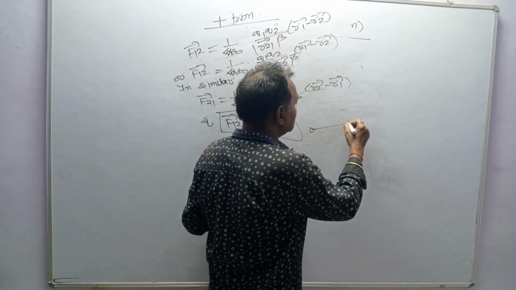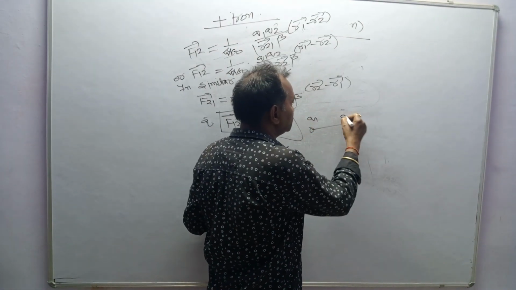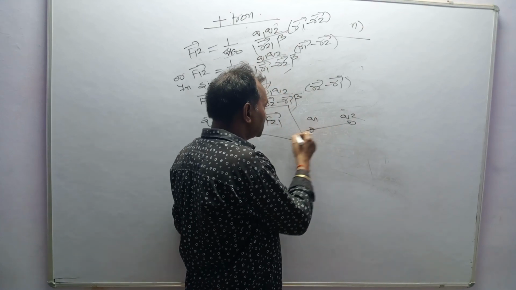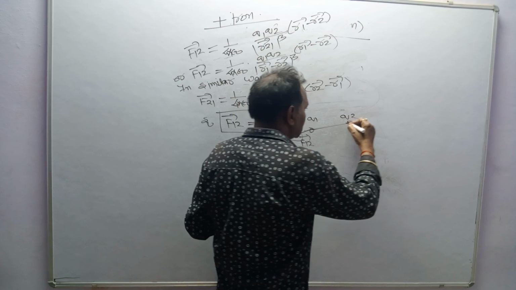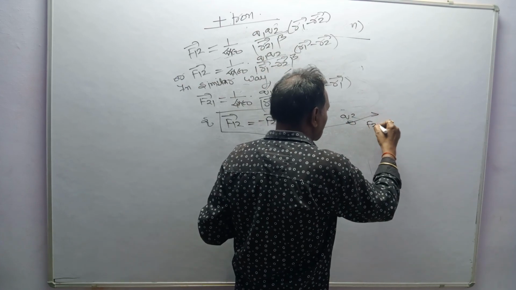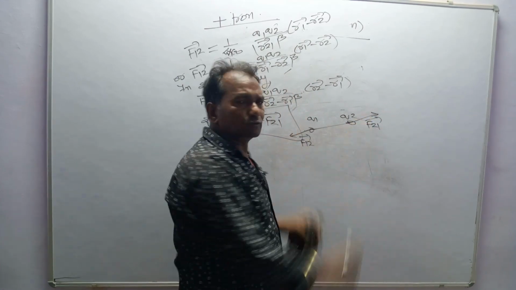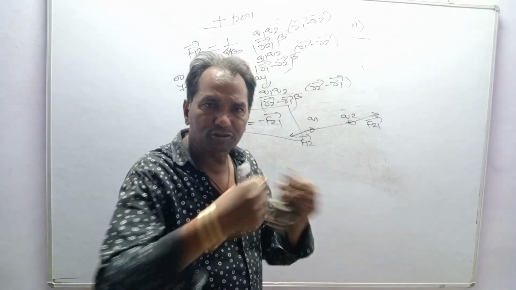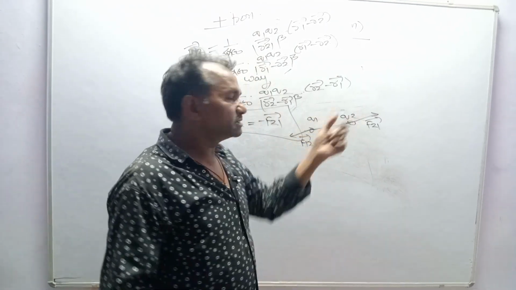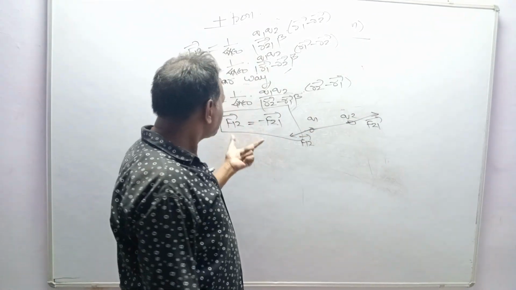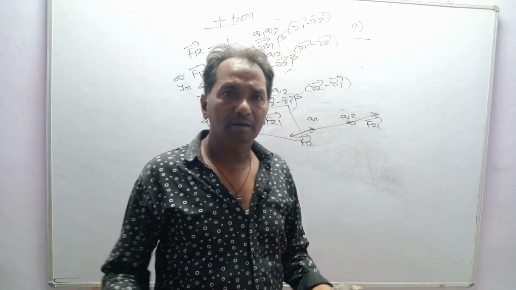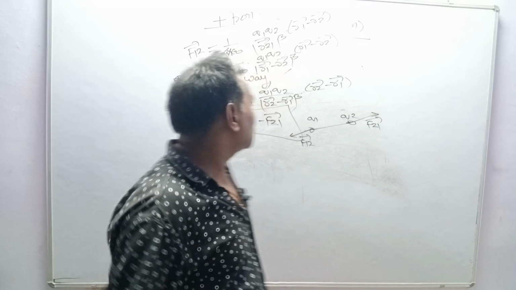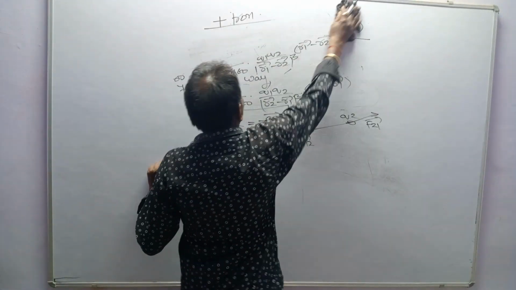Like the two charges Q1 and Q2, this is the force acting on the first due to the second, and this is the force acting on the second due to the first. Both forces are equal but oppositely directed, and this is a mutual force, you can say. Dear student, that was Coulomb's law in vector form. Now let's move further.